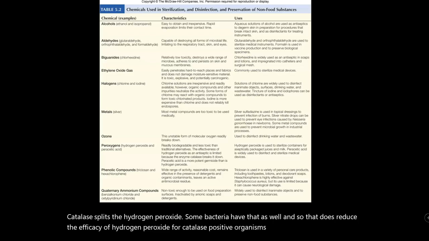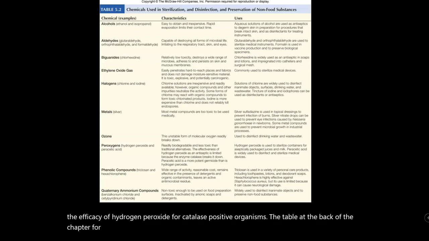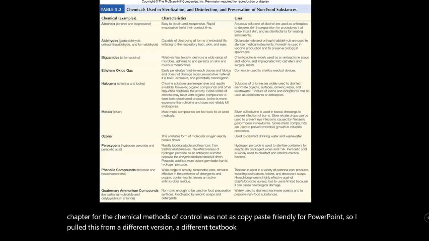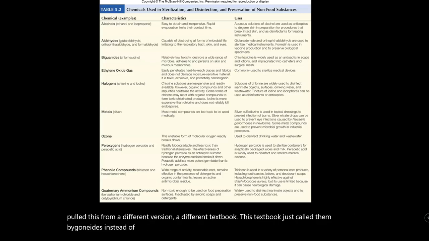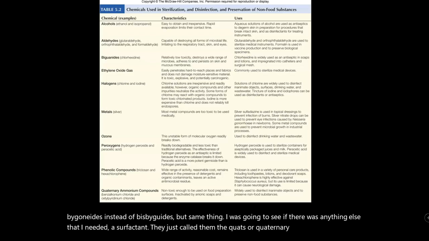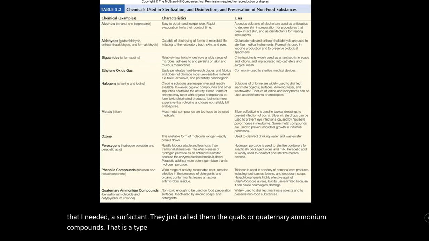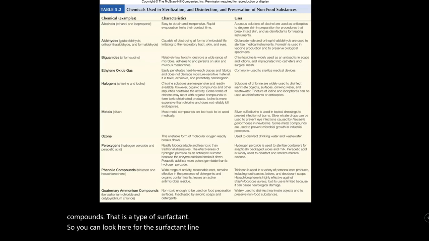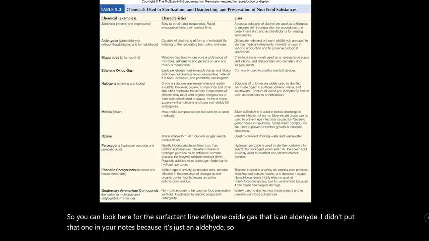The table at the back of the chapter for the chemical methods of control was not as copy-paste friendly for PowerPoint, so I pulled this from a different textbook. This textbook just called them biguanides instead of bisbiguanides, but same thing. Surfactants, they just called them the quats or quaternary ammonium compounds. That is a type of surfactant. So you can look here for the surfactant line. Ethylene oxide gas, that is an aldehyde. I didn't put that one in your notes because it's just an aldehyde, so I left that one alone.